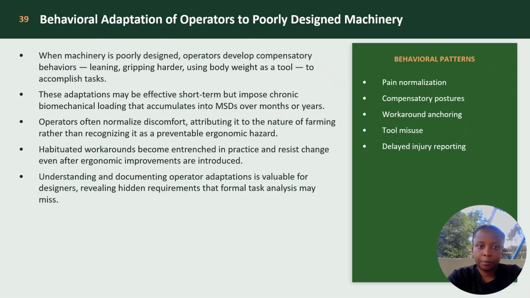Topic 39 is about the behavior of operators with poorly designed machines. When a machine is poorly designed, operators develop compensatory behaviors: twisting, gripping harder, using body weight as a tool to accomplish tasks. This adaptation may be effective short-term, but it imposes chronic biomechanical loading that accumulates into musculoskeletal disorders over months or years. Behavior patterns: pain normalized, compensatory posture, workload, and cloning to misuse, delayed injury reporting.